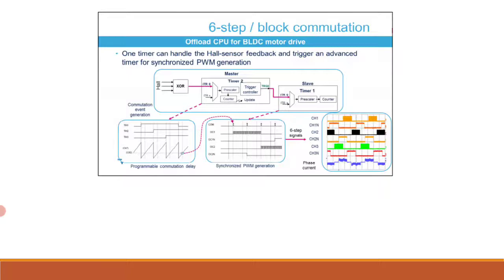6-step drive, also called block commutation, is managed with STM32 timers. It consists of 2 timers, one handling the 3 Hall sensor signals while the other manages the PWM generation synchronized with the rotor angular position, generating 6 successive steps. The first timer operates in clear-on-capture mode triggered by 3 inputs. A compare register, here comparator 2 in this figure, is responsible for adding a programmable delay between the raw angular position and the commutation time.